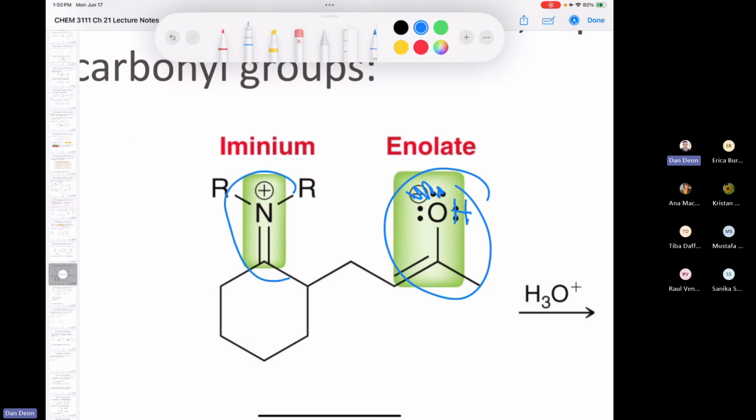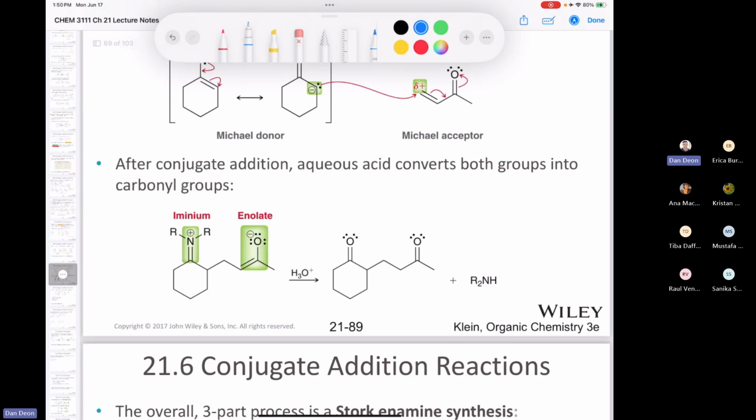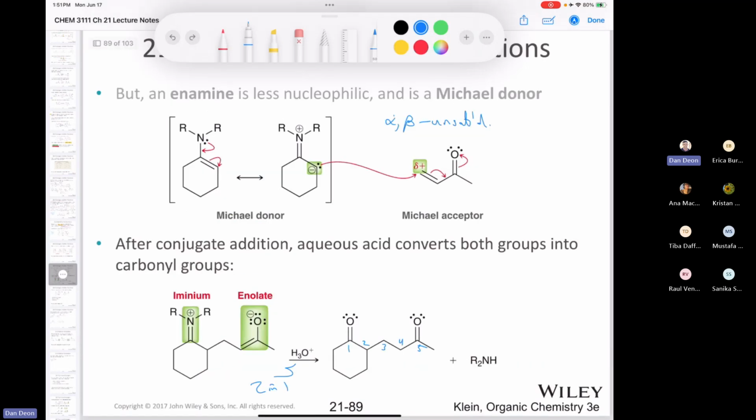And what do you know about iminium ions? When you hit an iminium ion with H3O plus, it's going to give you a ketone as well. So you end up hydrolyzing the whole thing. So it's two reactions in one. So you can even put here 2 in 1. You protonate the enolate to give you an enol. That tautomerizes to give you a ketone. And then you hydrolyze the iminium to give you a ketone. So you end up with a 1,5-dicarbonyl. And of course, you end up with your secondary amine recovered in the end like that. So that's the Stork enamine synthesis.